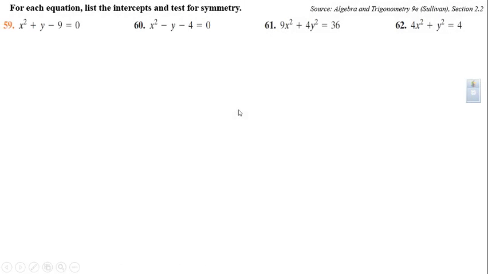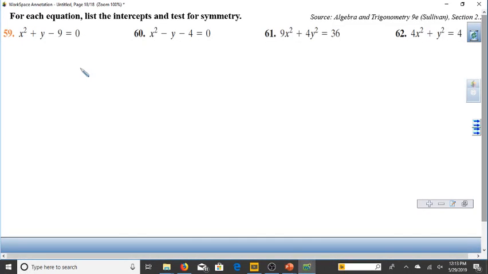Let's try a few more questions here. As you can see, these are from the indicated textbook, Algebra and Trigonometry, 9th edition by Sullivan. We're going to do a few of these questions here. Now, we did one similar to this question here, x squared plus y minus 9 equal to 0, in the review of the notes. So we're just going to rehash that question again.